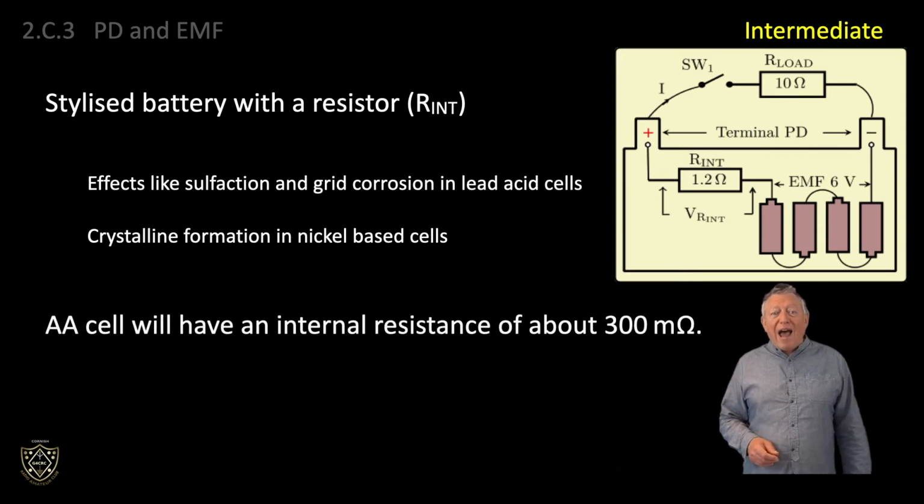In the case of alkaline batteries, a new AA cell will have an internal resistance of about 300 milliohms. So 4 cells in series will have a combined internal resistance of about 1.2 ohms, and that's what Rint is representing.